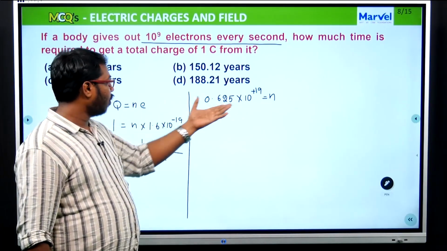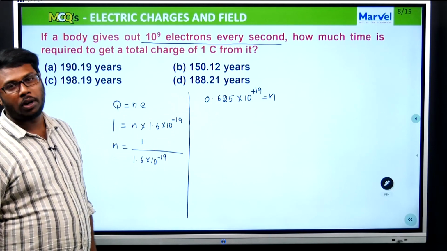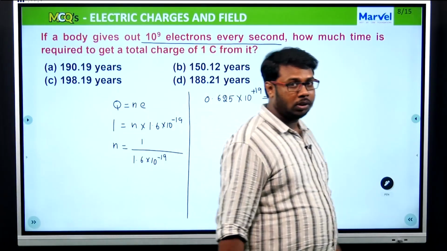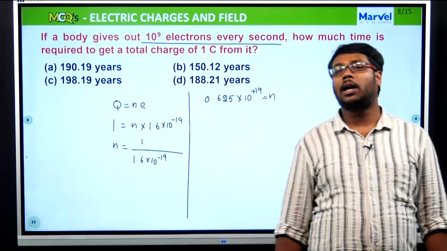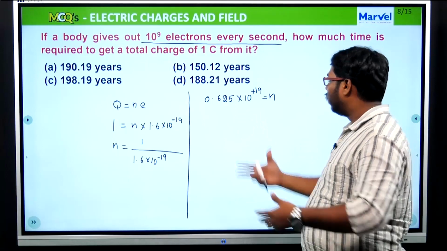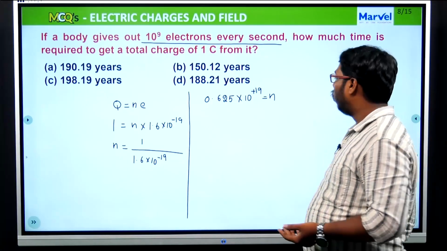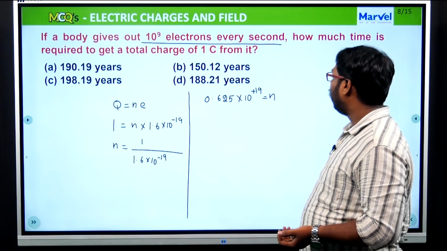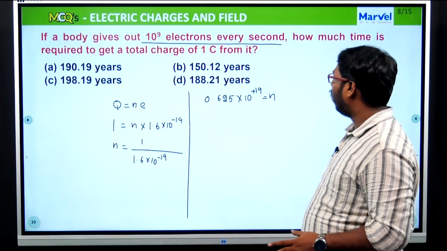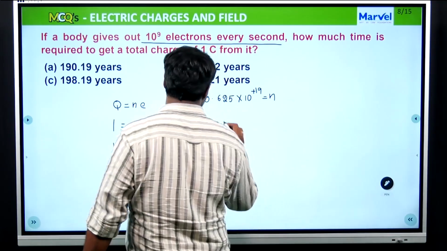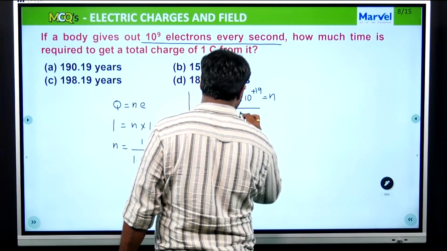Of course you can see that this is not possible at all because this is a decimal value. So what you understand from this is, it is not possible to form exactly 1 coulomb of charge. Remember this. Now since this is a hypothetical question, I am going to calculate how much time it takes. So first I am going to divide the whole thing by 10 power 9.